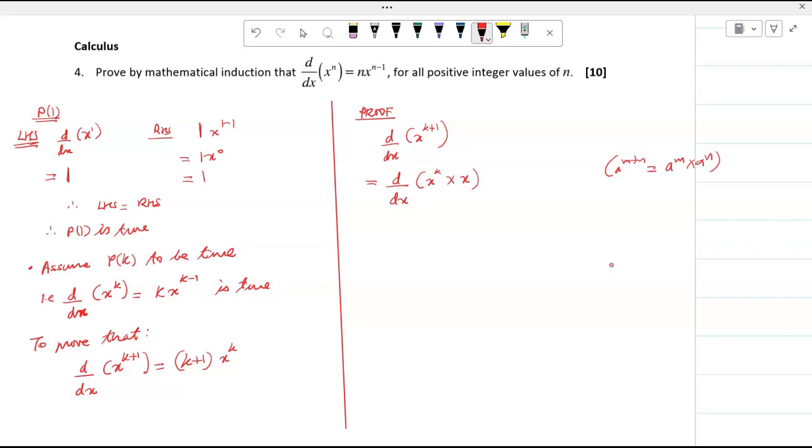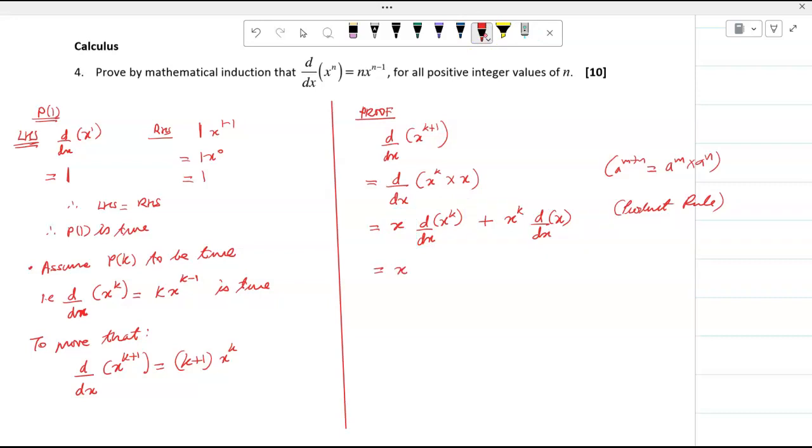Now, can we use the product rule? The two functions, can we use the product rule over here? Yes. For u and v, keep v a constant and take the derivative of u, plus keep u a constant and take the derivative of v. Keep one a constant and take the derivative of the other. So first keep x to the k constant, take the derivative of x, then keep x constant, take the derivative of x to the k, plus.